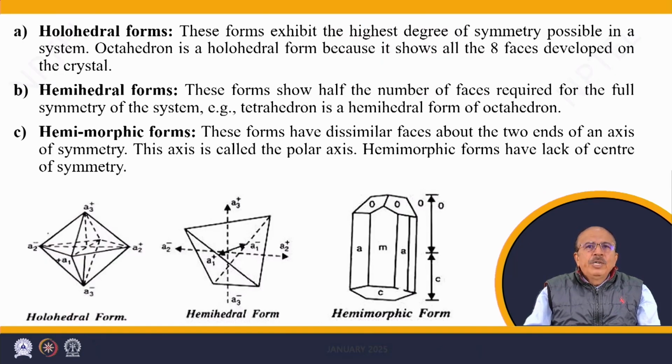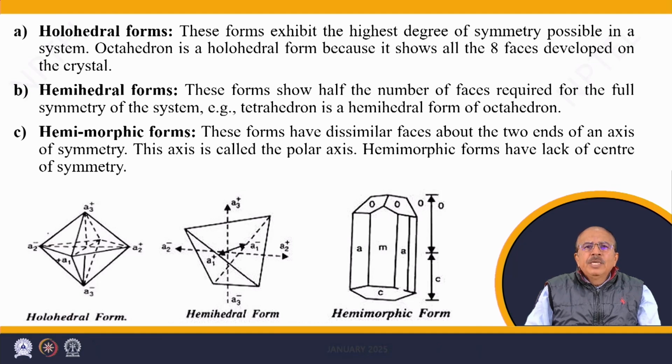First is the holohedral forms. These forms exhibit the highest degree of symmetry possible in a system. Octahedron is a holohedral form because it shows all the 8 faces developed on the crystal. Hemihedral forms: these forms show half the number of faces required for the full symmetry of the system. An example is tetrahedron, which is a hemihedral form of octahedron.